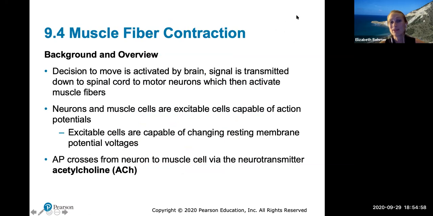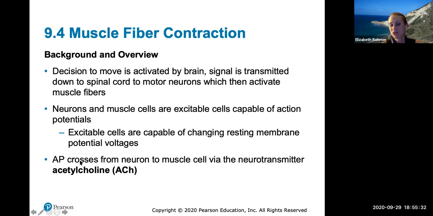Okay, more on muscle fiber contraction. The decision to move muscles is always activated by the brain. It's transmitted down your spinal cord to motor neurons, which will then activate muscle fibers. Neurons and muscle cells are excitable by action potentials. Excitable cells are capable of changing their resting membrane potential voltages, and that just means that an electrical charge can pass through them. An action potential is a word for that electrical charge being passed through these cells.